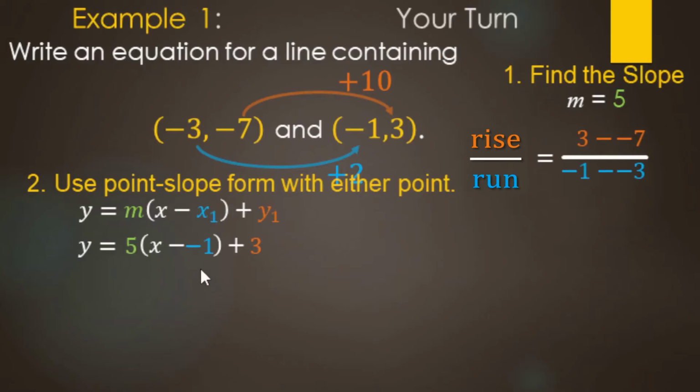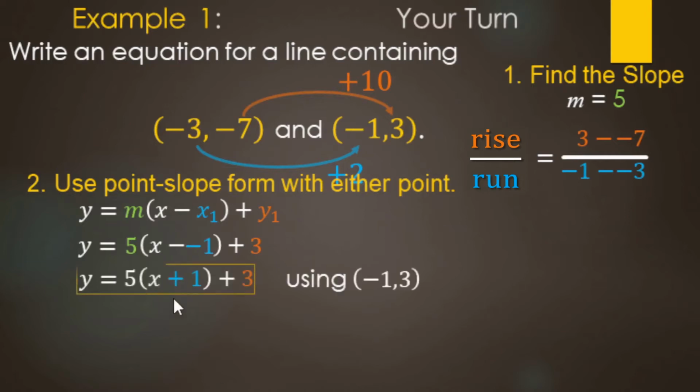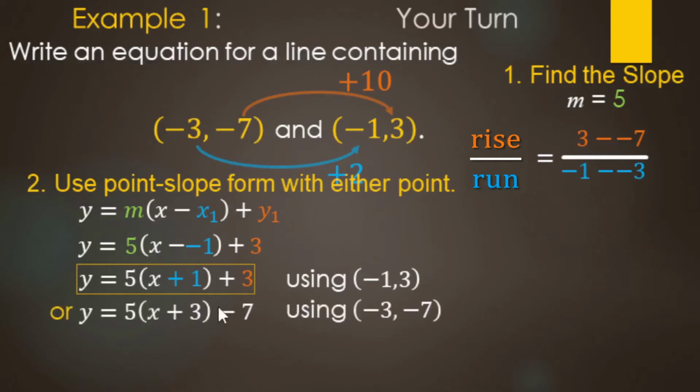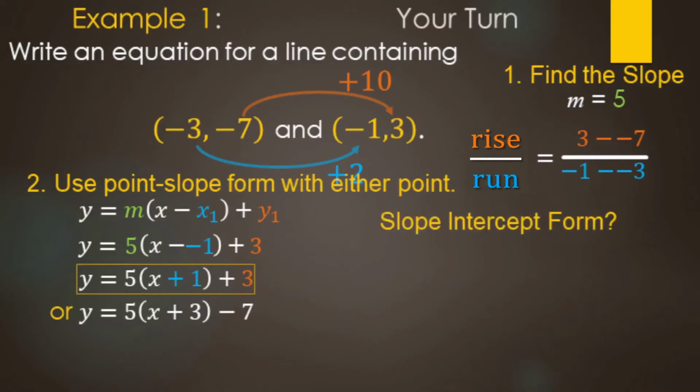Clean it up a little bit. Instead of minus a negative, we're going to change that to a plus, and there is an equation in point-slope form. Now, if you did want to use the -3, -7, this is what your equation would look like here. Sometimes teachers ask you to write your answers in slope-intercept form. Well, super easy. All we're going to do is simplify either of these equations, either this one or this one. We'll go ahead and take the top one.